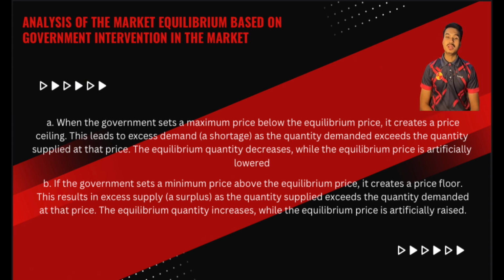The equilibrium quantity decreases while the equilibrium price is artificially lowered. For bullet B, if the government sets a minimum price above the equilibrium price, it creates a price floor. It results in excess supply, which is a surplus, as the quantity supplied exceeds the quantity demanded at that price. The equilibrium quantity increases while the equilibrium price is artificially raised.